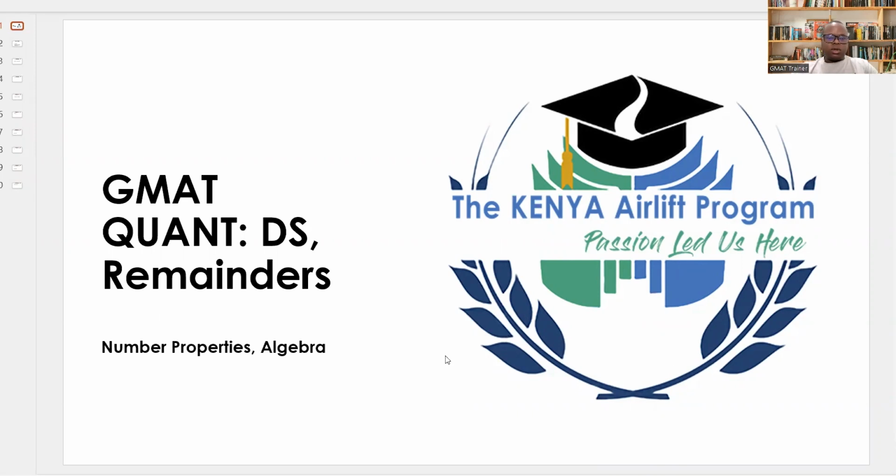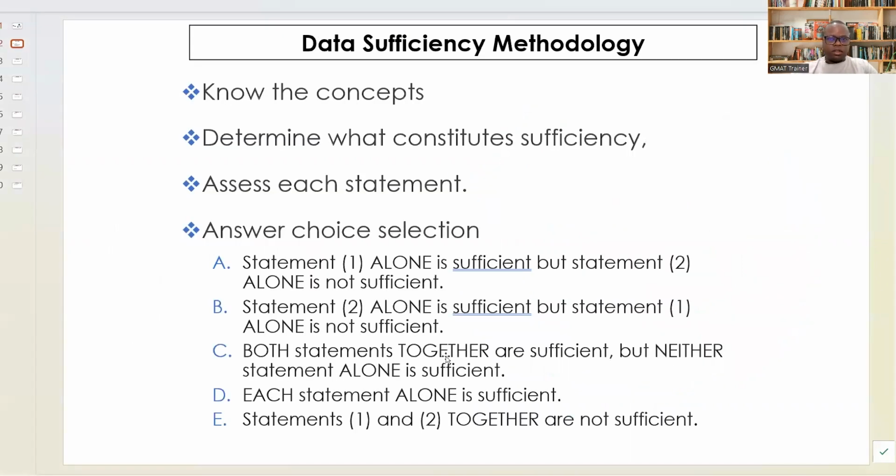So the first thing we need to know is any data sufficiency question, methodology remains the same. You need to know the concepts, determine what constitutes sufficiency, assess each statement, then pick your answer. And also there is a way in which you need to pick your answers given the choices A, B, C, D, and E listed below. As you assess each statement on its own, then that determines what answer choice you pick.